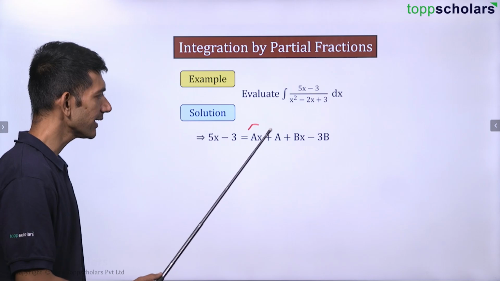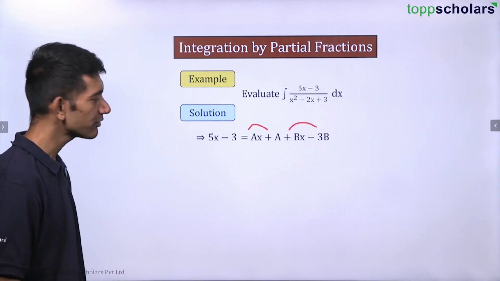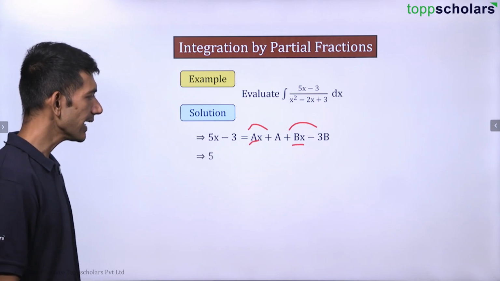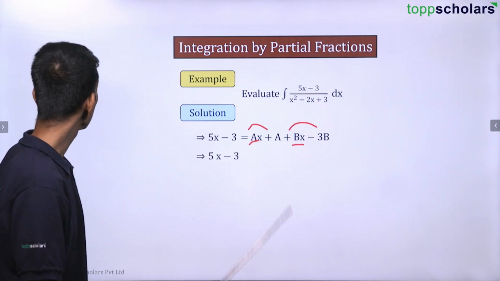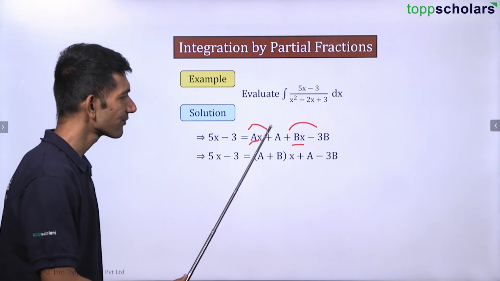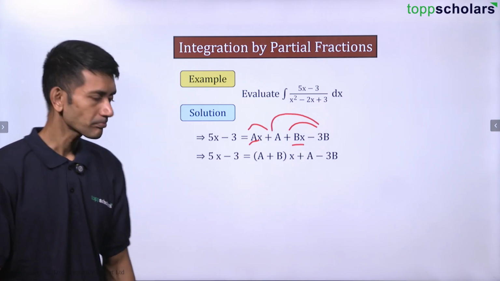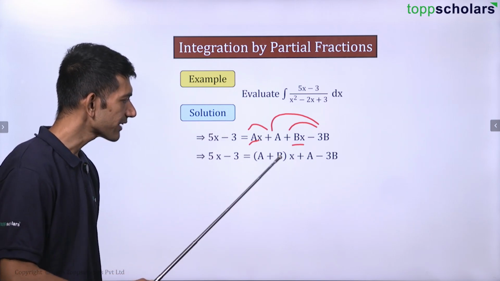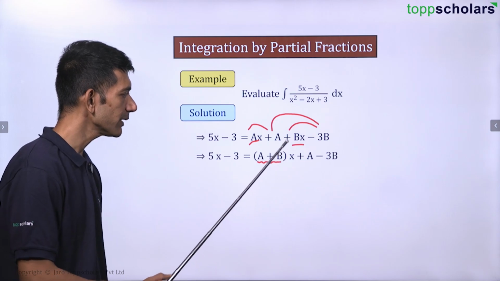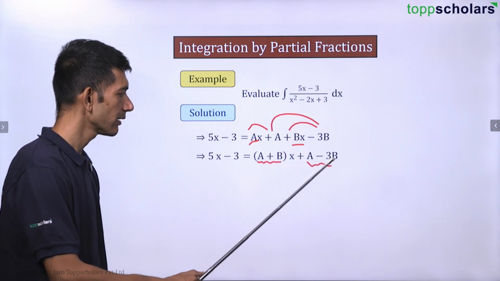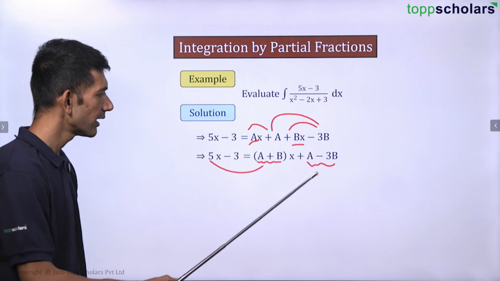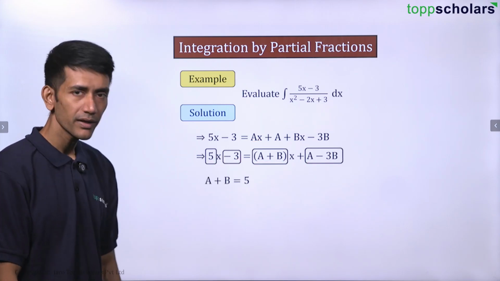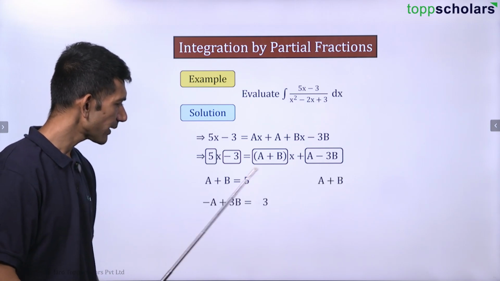So you get ax plus a plus bx minus 3b. Now take the x terms together: ax plus bx plus a minus 3b. Taking x common, (a plus b) x, and this is a minus 3b. So a plus b is 5 and a minus 3b is minus 3, right?